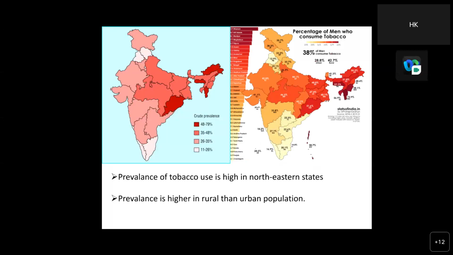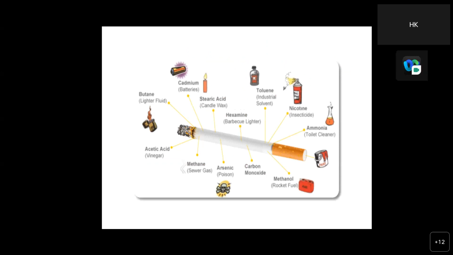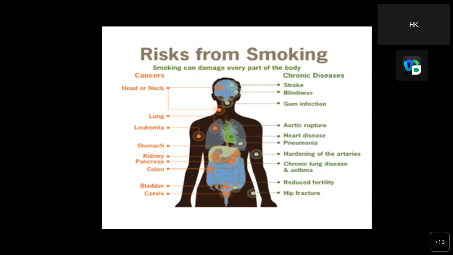Prevalence of tobacco use in India is very high in northeastern states, and it is higher in the rural population than the urban population. The composition of tobacco is complex. The chief pharmacologically active components are nicotine, which leads to acute effects, and tar, which leads to chronic effects. Other components include carbon monoxide, ammonia, methanol, hexamine, methane, stearic acid, acetic acid, etc.